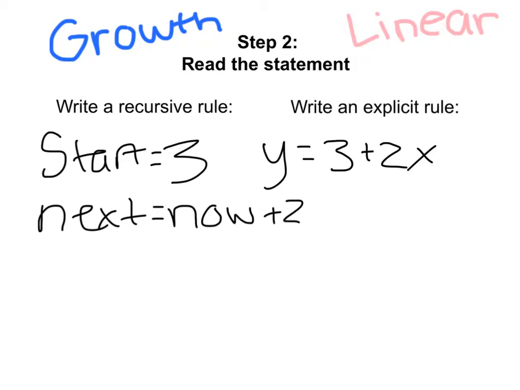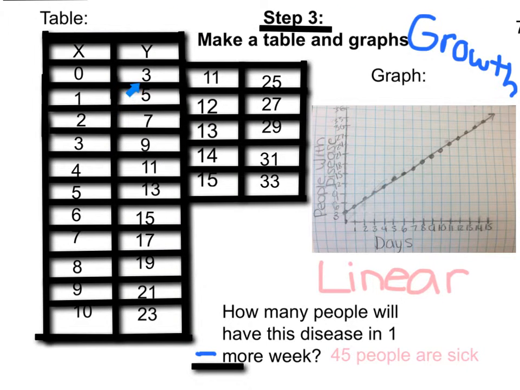Write a recursive rule. The start value is 3 because that's where it starts on the table. Then it would be next equals now plus 2, because it is going up 2 every time. To write an explicit rule, it would be the start value, which is 3, plus what it goes up by, which is 2. So it starts at 3 and it goes up 2 each time. And on the graph, since it's linear, it will be a straight line.